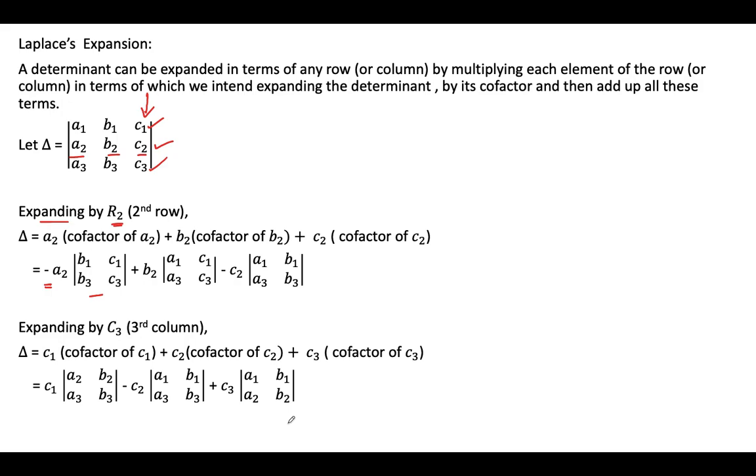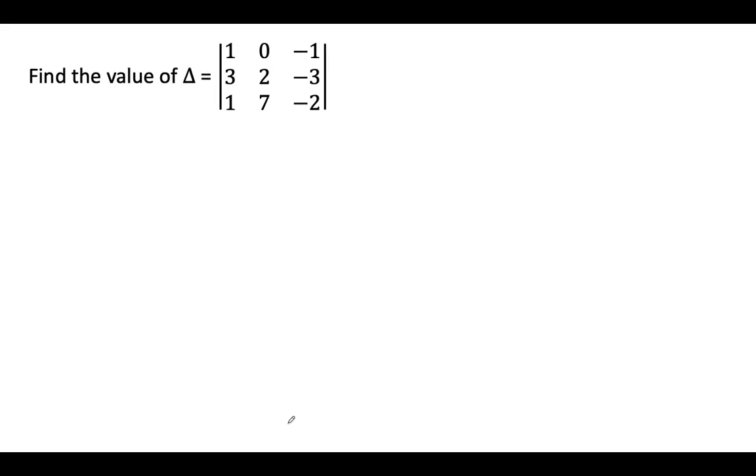Let's quickly look at an example. Suppose I want to find out the value of this determinant of third order with these entries: 1, 0, minus 1, 3, 2, minus 3, 1, 7, minus 2. Now here, as I told you, we can find out the value of a determinant by choosing any row or any column of our choice. And how do we usually do that? We usually look at those rows or columns where the numbers are smaller, or if it has a 0, then that's an added advantage. So here in this case, the elements in the first row are 1, 0, minus 1.